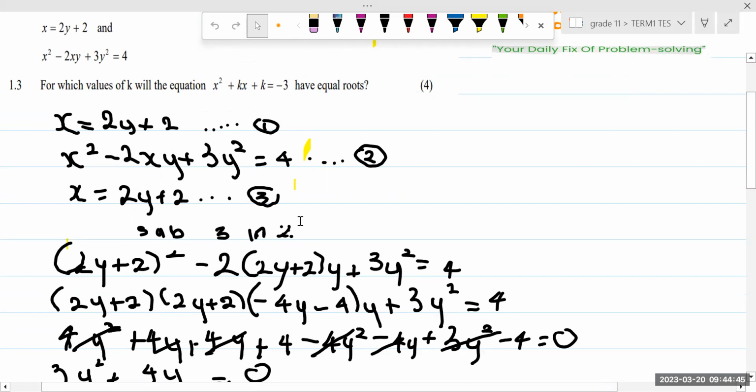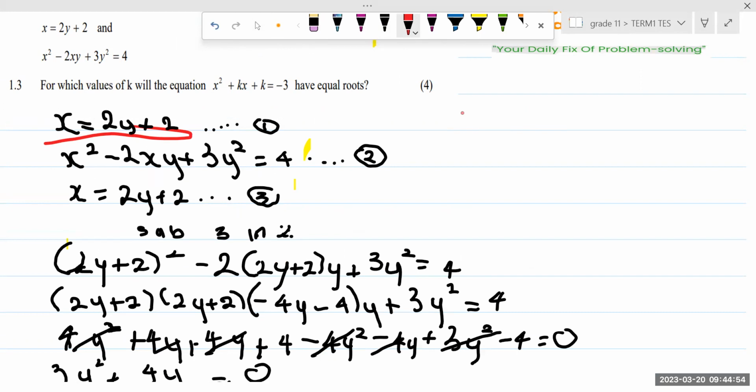Most of the learners managed to see that this equation is already in a standard form, so we shouldn't change it there. Already in a standard form. And then the challenge is substituting. So we have to substitute into x squared minus 2xy plus 3y squared, which is going to be equal to 4.